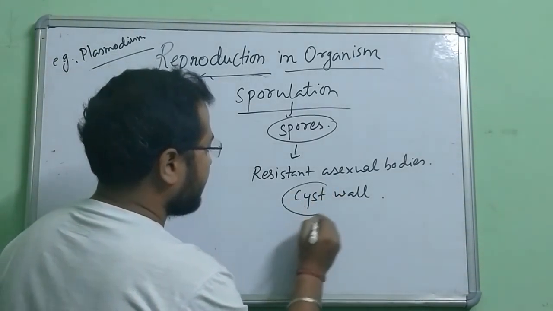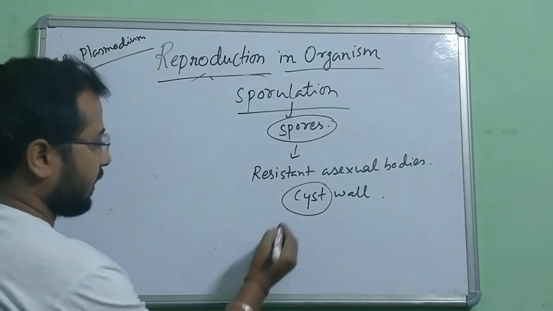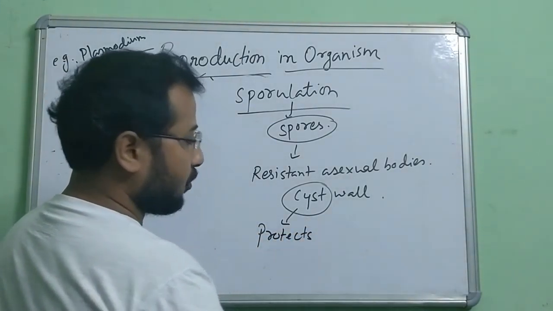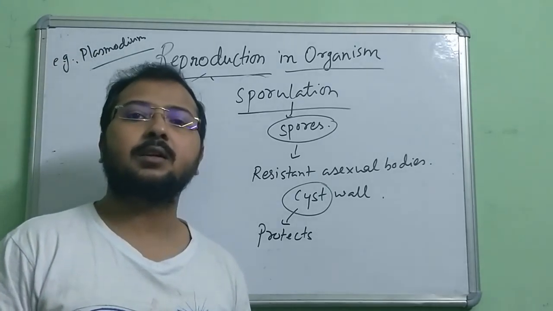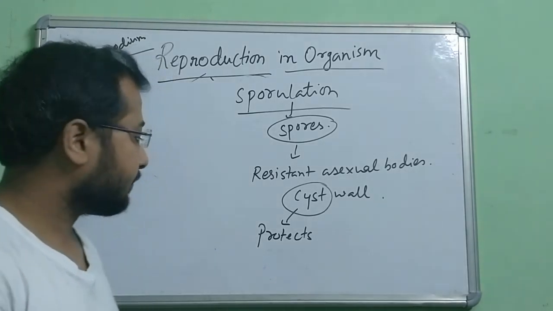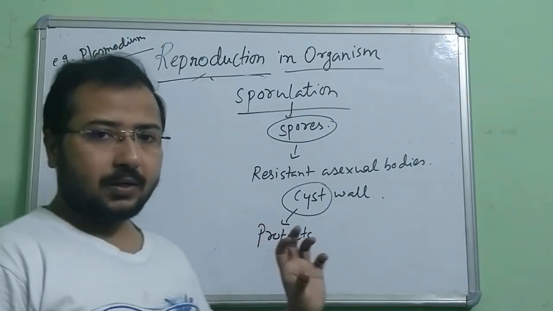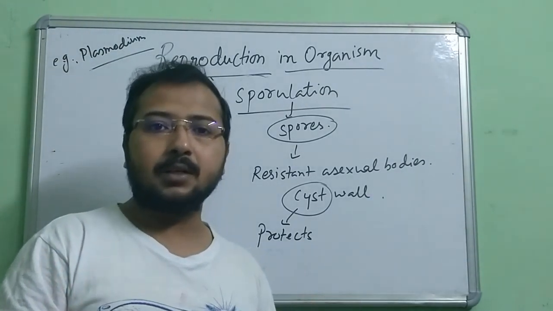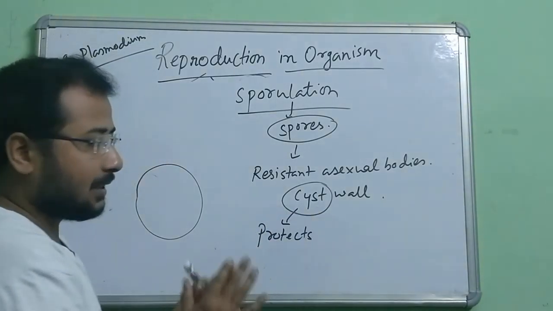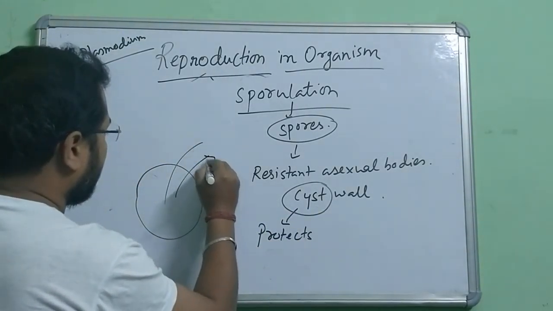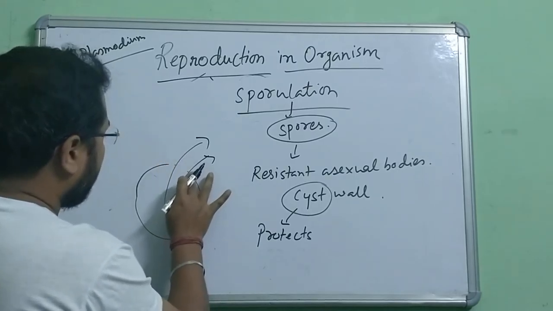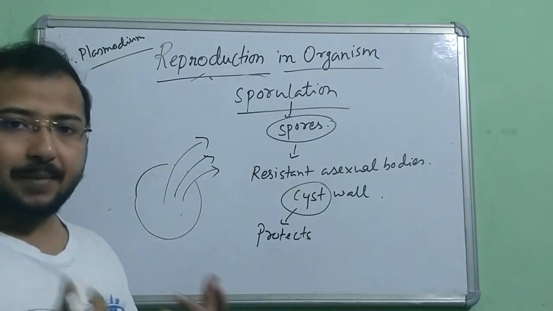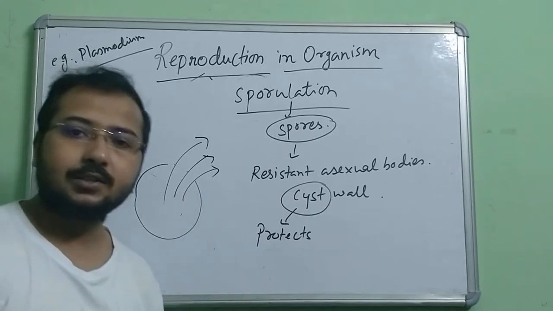Now what is the function of this cyst? The cyst protects the spore from any unfavorable environmental conditions. Within the cyst, the spore keeps on developing. When a favorable, suitable environment comes back, the cyst cracks and the spores go out. By that time the spores have matured inside the wall of the cyst.